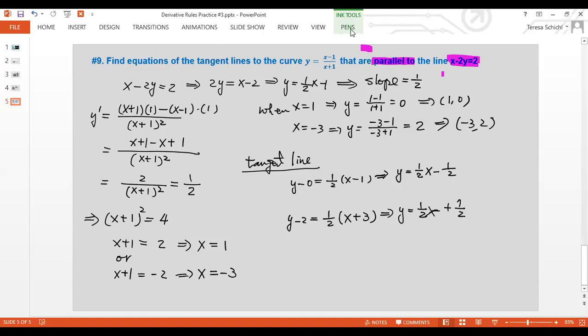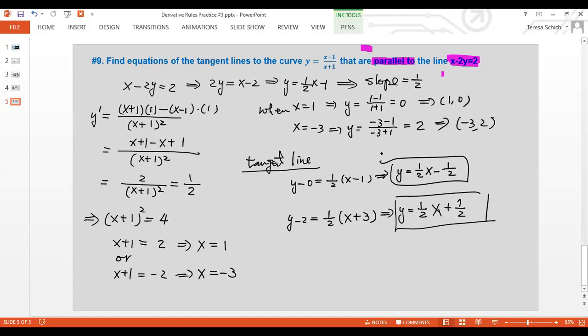All right, so this is not good handwriting. So here. All right, so this is 1/2 of x plus 7 over 2. So I'm going to have 2 tangent lines here. Okay, that's it.